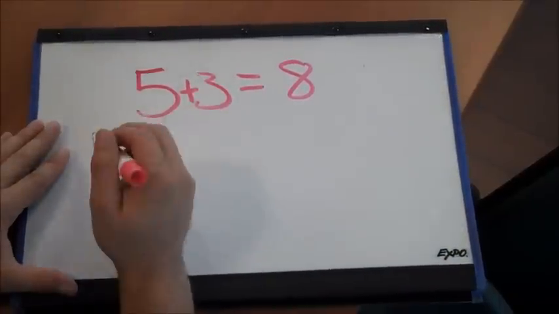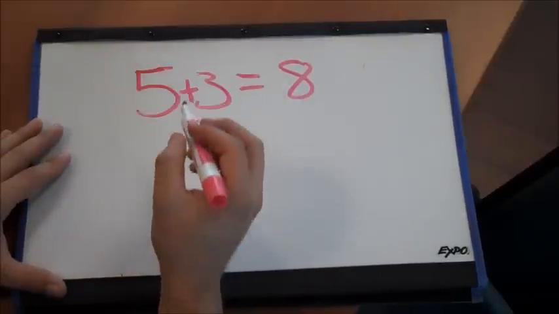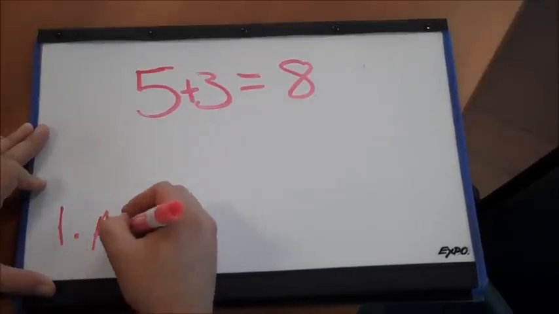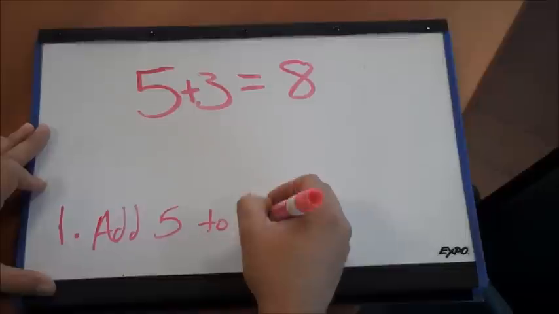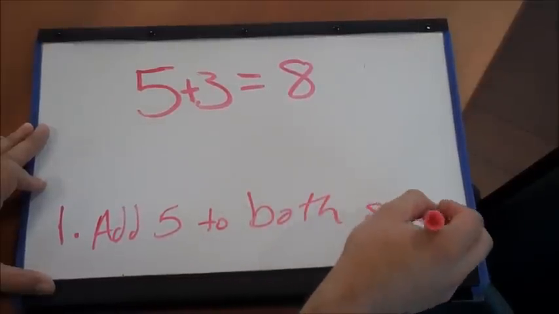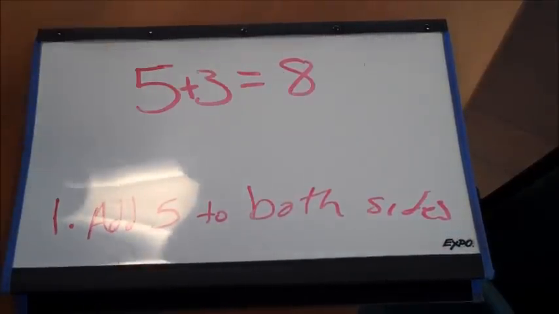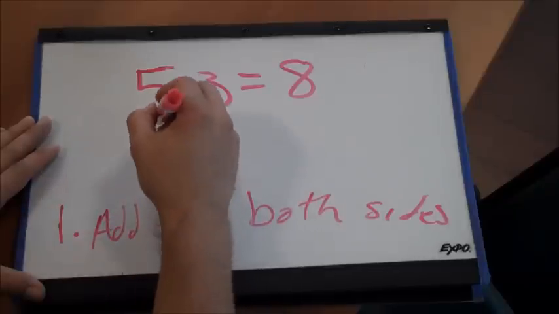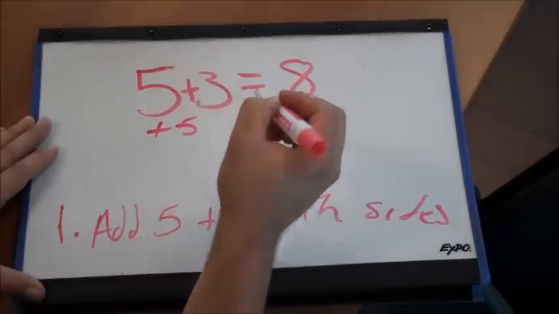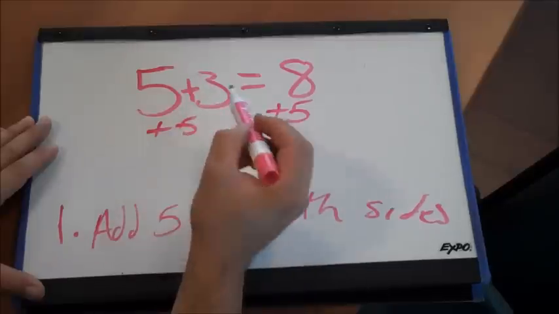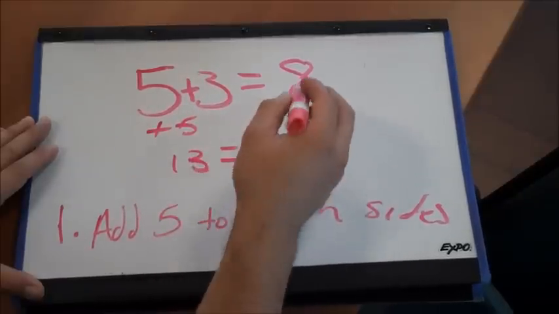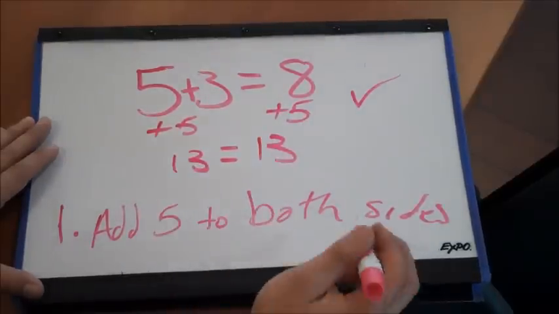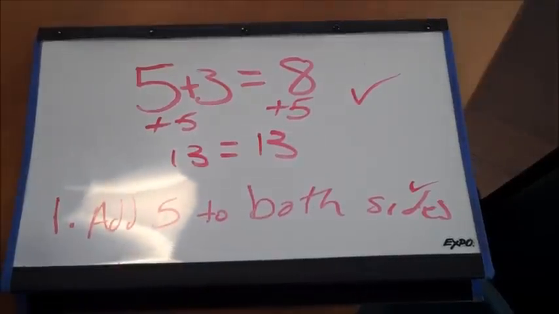So what are some things that I could do to this just to play around with it and keep them both equal? Well, what if I want to add 5 to both sides? If I add 5 to both sides, will that keep this equal? Will my equal sign still be true? Well, let's see. If I put 5 over here and 5 over here, 5 plus 3 is 8 plus 5 is 13. Is 13 equal to 8 plus 5, which is 13? Yes. So if I wanted to, I could add 5 to both sides.